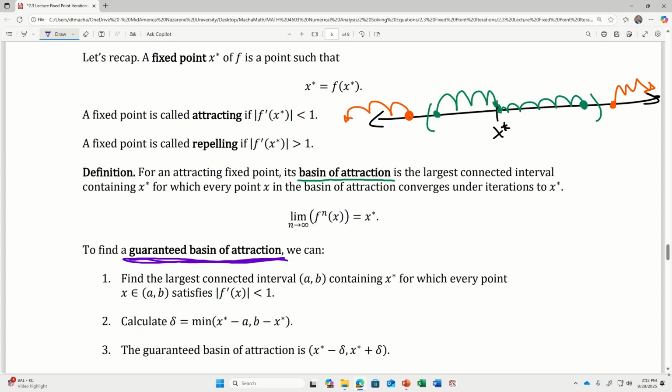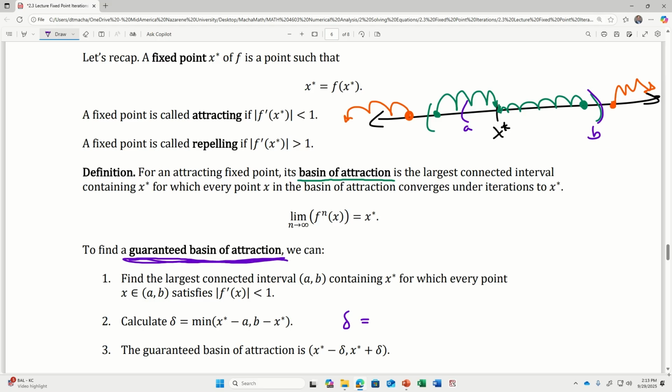That's the trickiest part. The next is, we say this lowercase delta radius is going to be the minimum of the distance from the fixed point to A and the fixed point to B. So I have this interval, let's say, from A to B, and it's not necessarily symmetric.